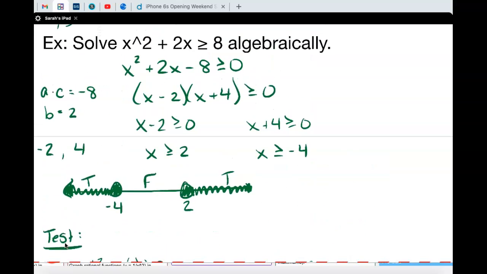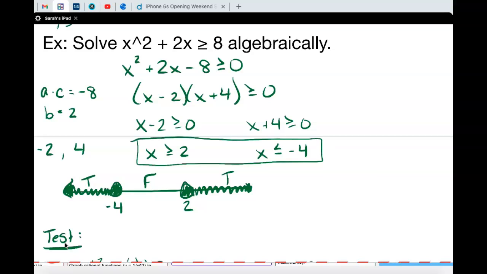So technically, which one of these inequalities do I have to change? Because I have x greater than or equal to 2 and x greater than or equal to negative 4. So which one of those is inaccurate based on my number line? The second one. So technically, this should be less than or equal to negative 4 because I shaded on the left side of negative 4. So this is my solution. Yeah, so that our inequality matches our number line now.